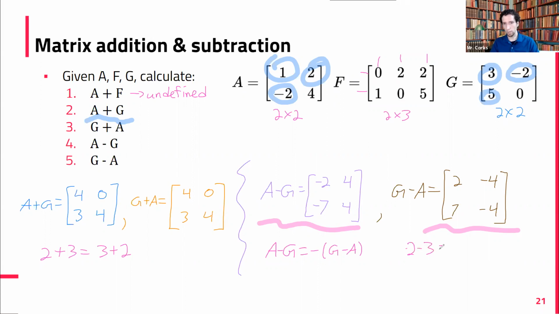2 minus 3 is equal to -1. 3 minus 2 is equal to +1. So it works the same way as regular addition and regular subtraction. So no surprises there. So pretty straightforward matrix addition and subtraction.